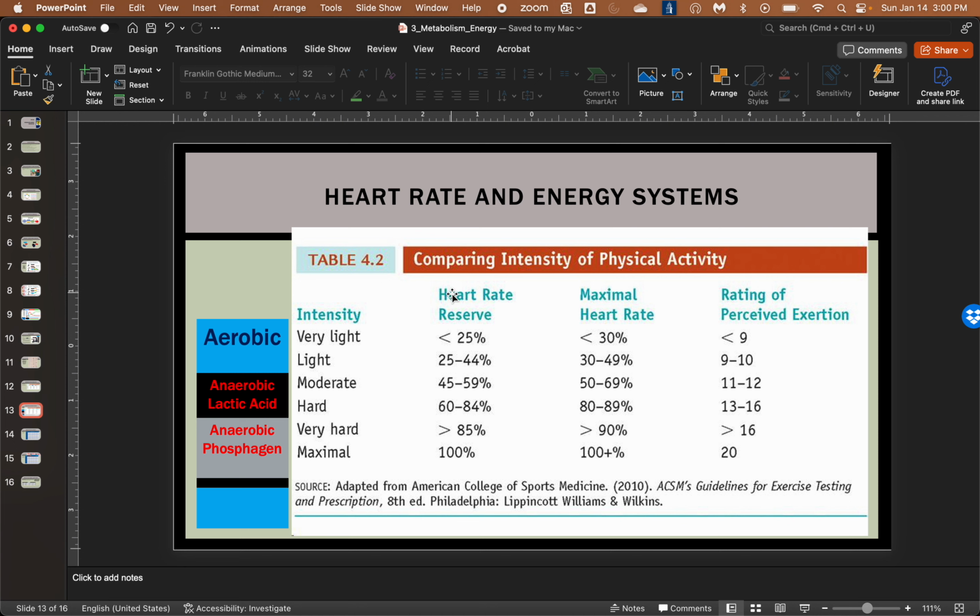Okay, so if we're looking at our heart rate and our energy systems and how they match up, it matches up probably how you would guess it would. If we're exercising at a very light, or even into a moderate intensity, no matter what measure we're using, RPE, percent max heart rate, or a heart rate reserve, we are going to be fairly aerobic, okay? As the exercise intensity increases, as these percentages increase, we get more into the anaerobic systems and producing energy that way.